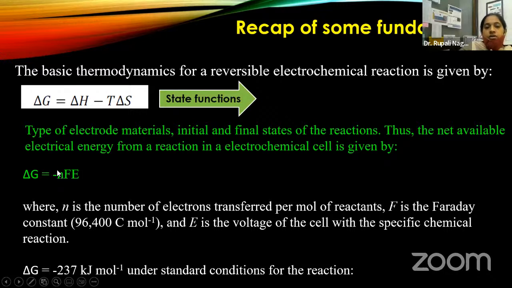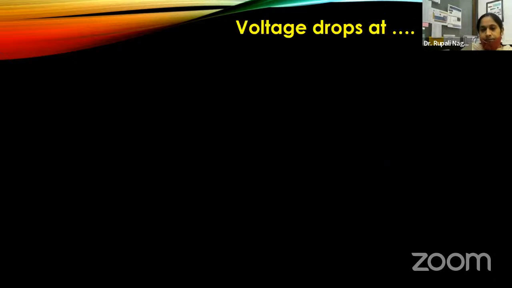n depends upon the number of electrons. So per mole, if only one electron is going to participate, or two electrons, or three electrons, that is how n is defined. F, of course, is constant. So you can predict the theoretical potential of the cell.